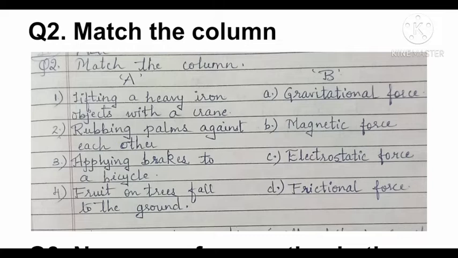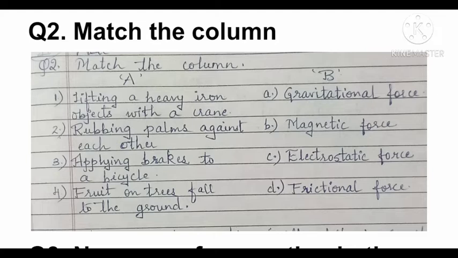First, lifting heavy iron objects with a crane. Second one, rubbing palms against each other. Third one, applying brakes to a bicycle. Fourth one, fruit on trees fall to the ground. B options are given as A, gravitational force, B, magnetic force, C, electrostatic force, and D, frictional force.